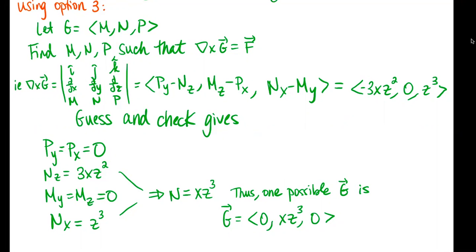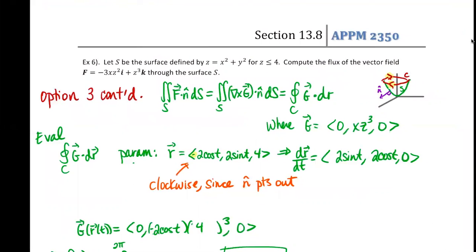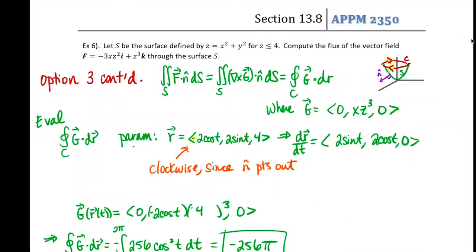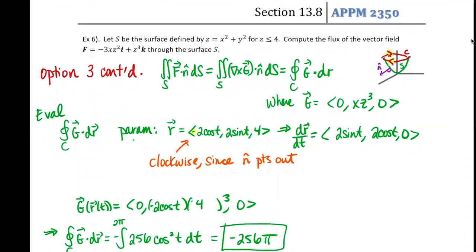Okay, so now let's take this vector field G that we found and apply Stokes to it. So what we just said is G, when we take its curl, gets us to F. And we would like to know the flux of F. So that's really asking for the flux of the curl of G. And that is equivalent to the circulation thanks to Stokes.